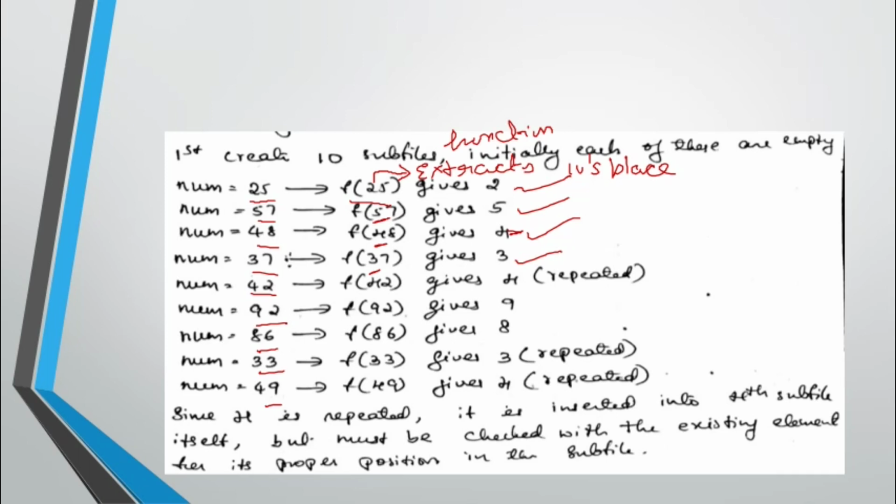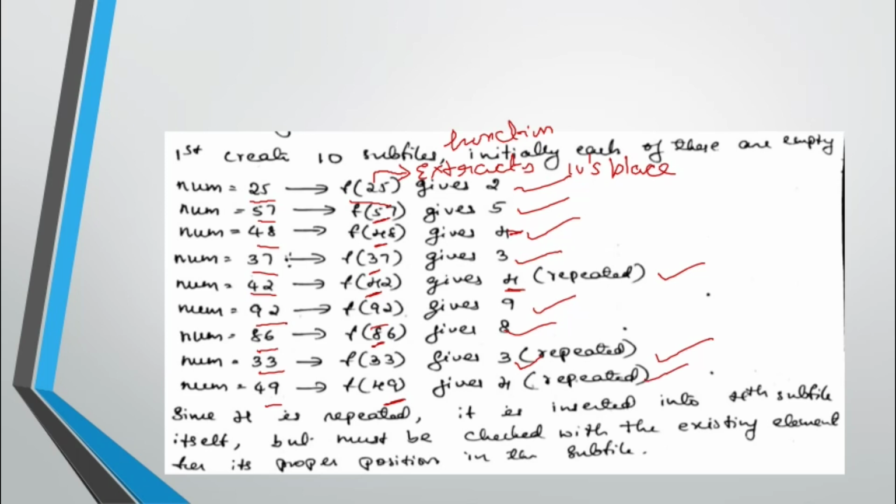Okay, how these numbers are written. Next we see here this 4 is repeated. So just write repeated and just write the number here. That is for 42. So what are these? 25, 57, 48, 37, 42. These are the keys. 92, you get 9 in the tens place. Then 86, you get 8 in the tens place. Then 33, you get 3. That's once again repeated, but you need to write it. Then 49. Okay, last number, 4 repeated.